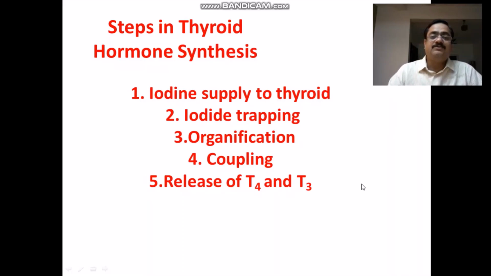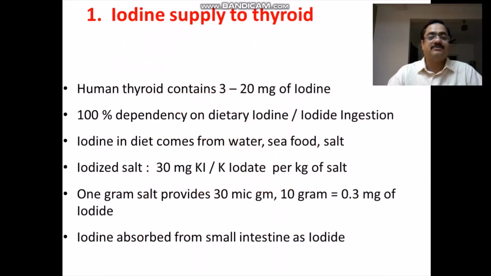Now let's see how the hormone is synthesized. There are a few steps in the hormone synthesis. First one, iodine supply to the thyroid gland. Second, iodine trapping. Third, organification. Fourth, coupling, and fifth, release of thyroid hormones into the circulation. How is the iodine supplied to the thyroid?